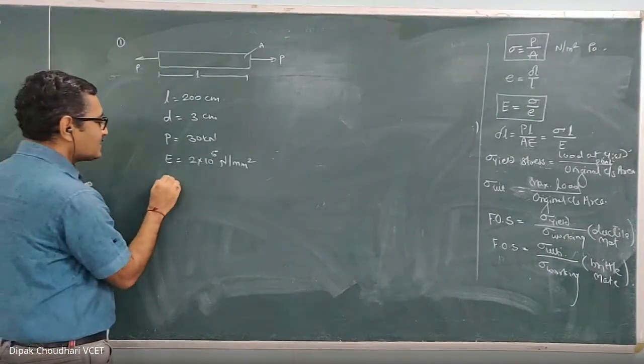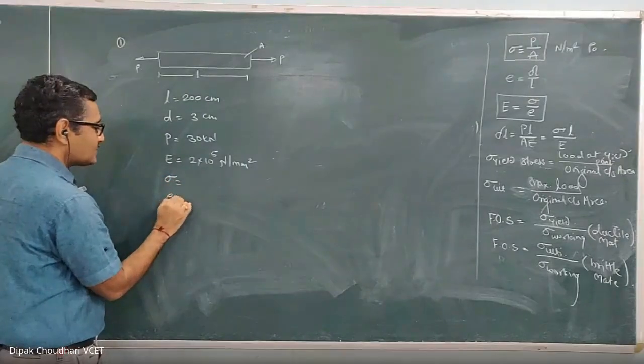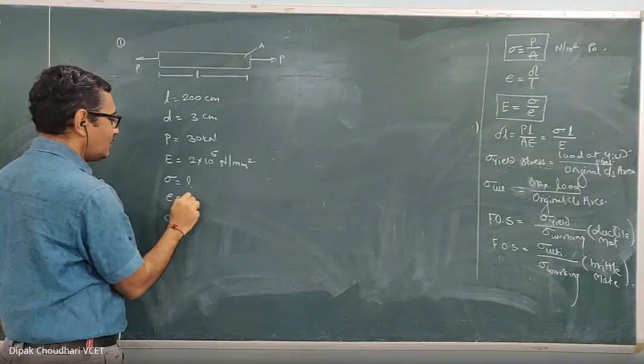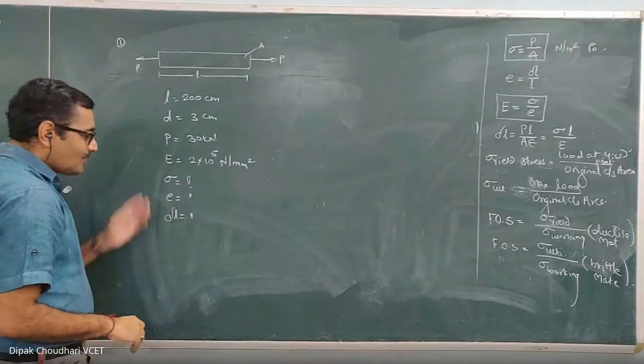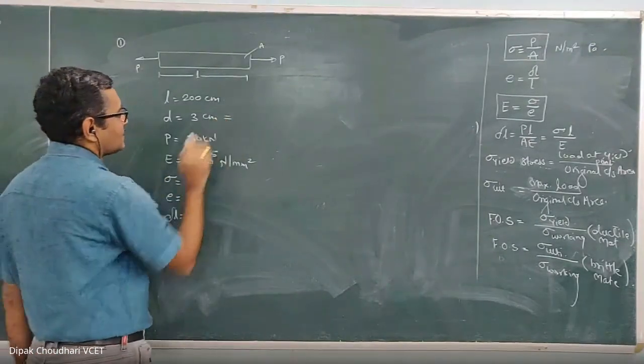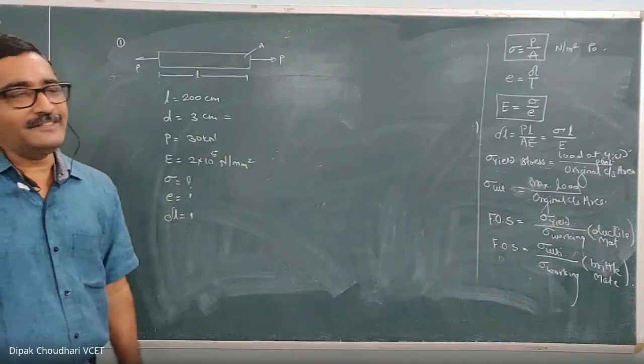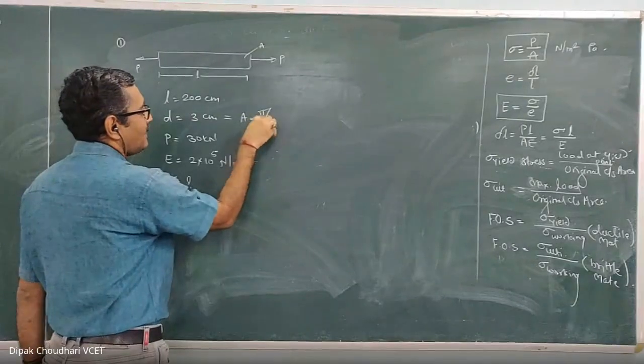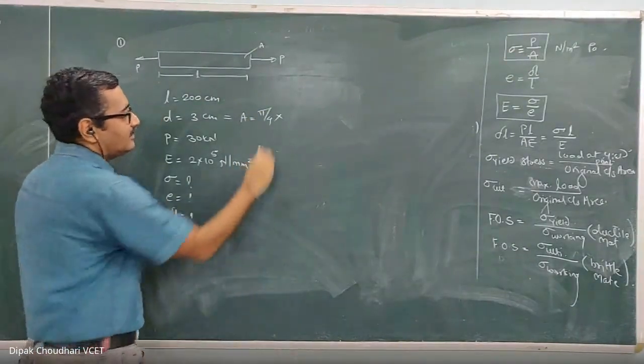We have to calculate the stress, the strain, and the change in length because of this axial force. To calculate the stress and E, we require the cross-sectional area. Now, the cross-sectional area is not given directly; instead the diameter is given. So let's calculate the area, which is equal to pi by 4 into 3 square.